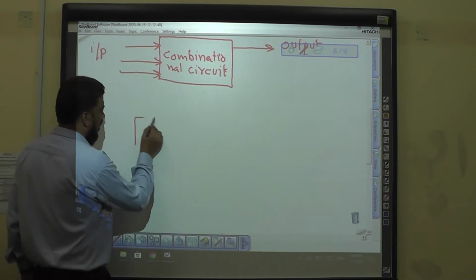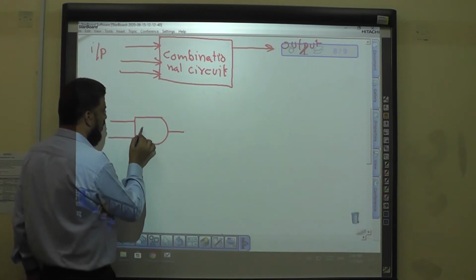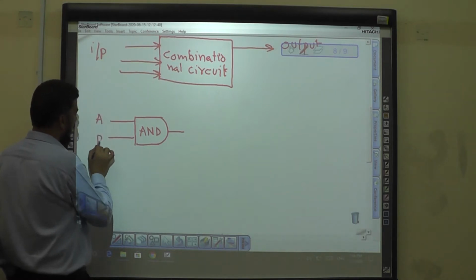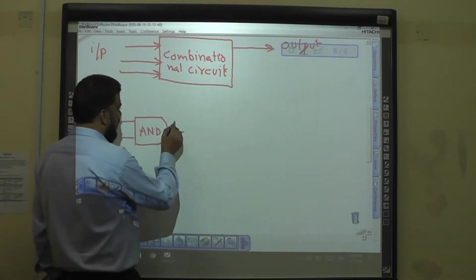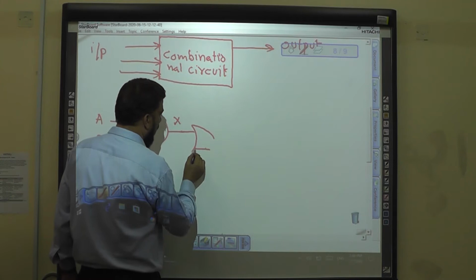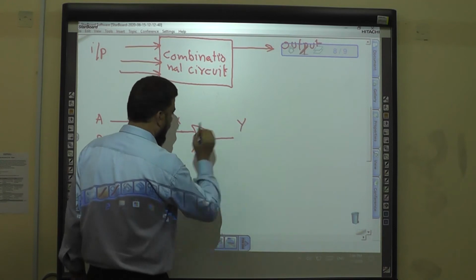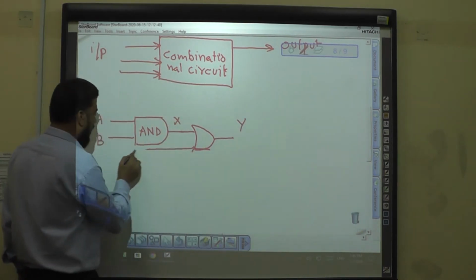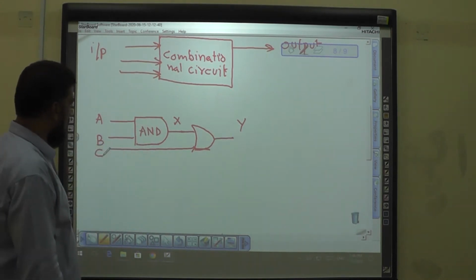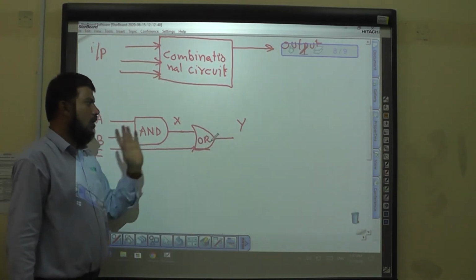Okay? For example, what is this? This is an AND gate, a 2 input AND gate. So this is the AND gate, A and B, and the output of this AND gate is given to the OR gate and produces the Y. This type of application is used in many applications. So this is the combinational circuit. In this combinational circuit, we are using one AND gate and one OR gate.